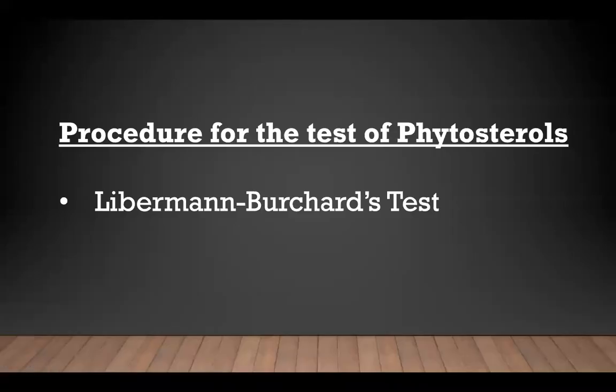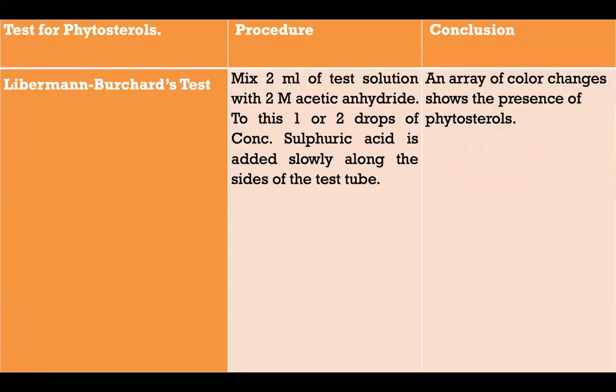Next is the procedure for the phytosterols. In phytosterols, we will simply mix 2 ml of test solution with 2 molar acetic anhydride. And to this solution, we will add 1 or 2 drops of concentrated sulfuric acid slowly along the sides of the test tube. An array of color changes shows the presence of phytosterols in your sample.